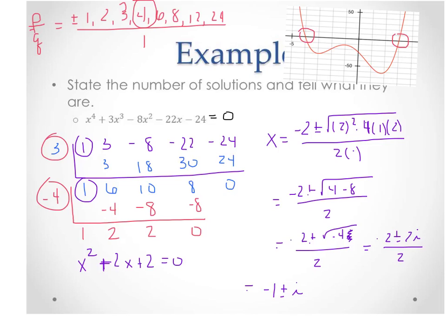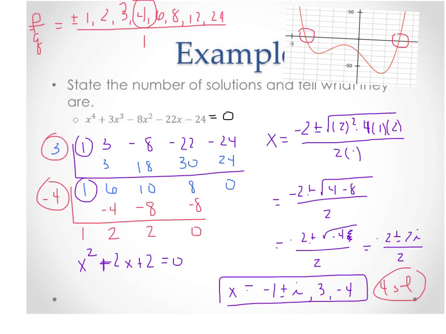So there's the last 2. We also had 3 and -4. So there are the 4 solutions, so we do need to note that as well. There are 4 solutions, and that is what they are.